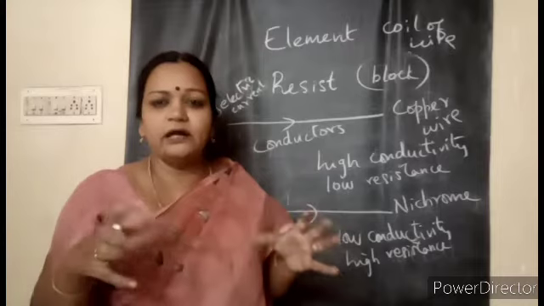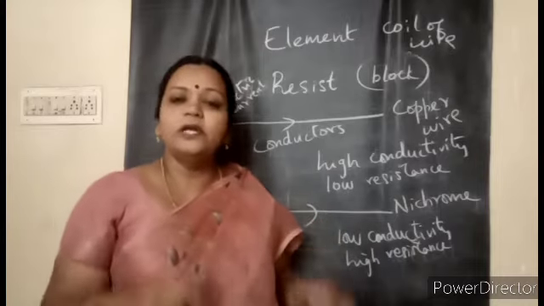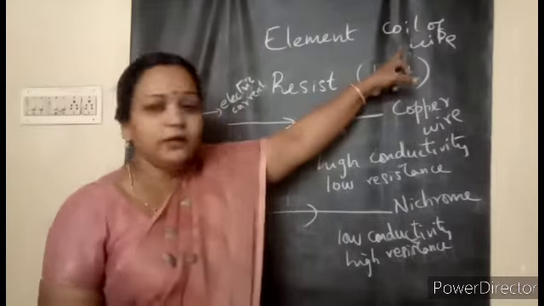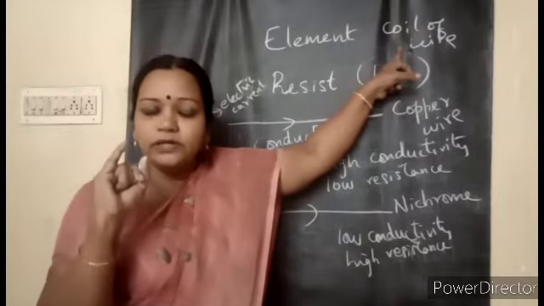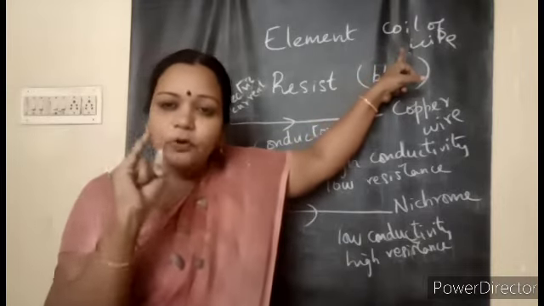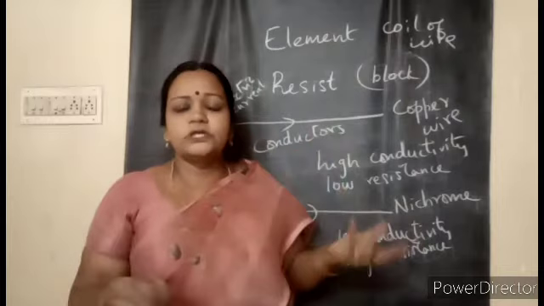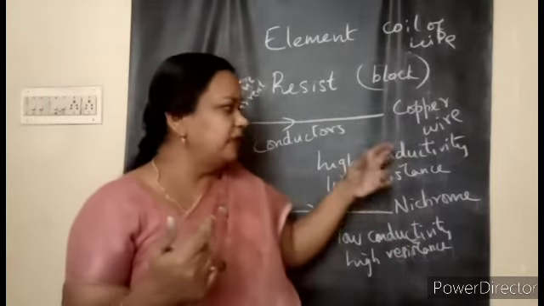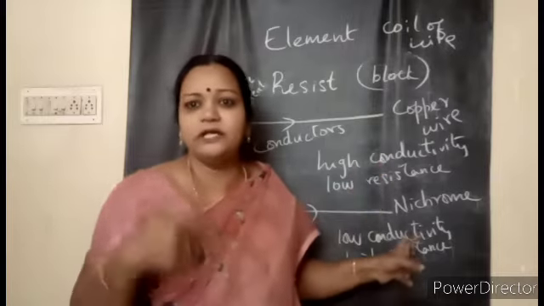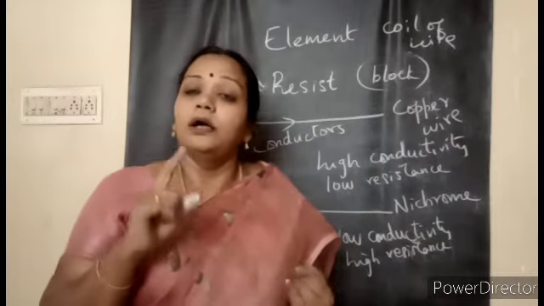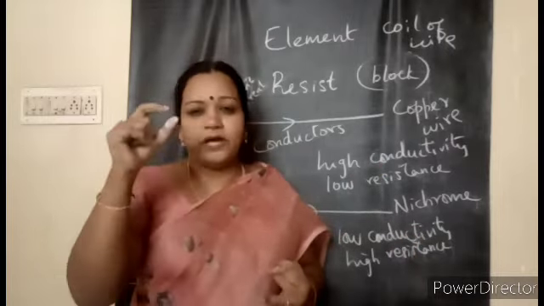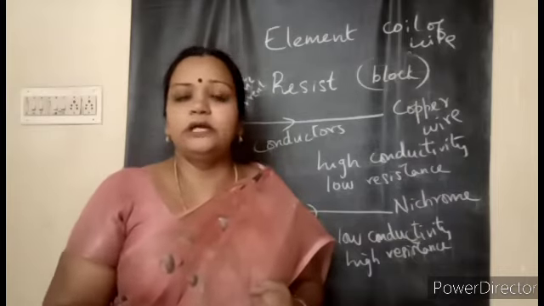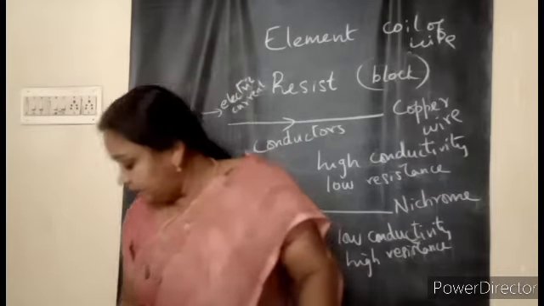Accordingly, when they are making the appliances, they will select the coil. Depending upon the material, how much heat is produced depends upon the nature of the material, what material, high conductivity or low conductivity, like that. And also the thickness, how thick the wire is, and also it depends upon the length of the wire.